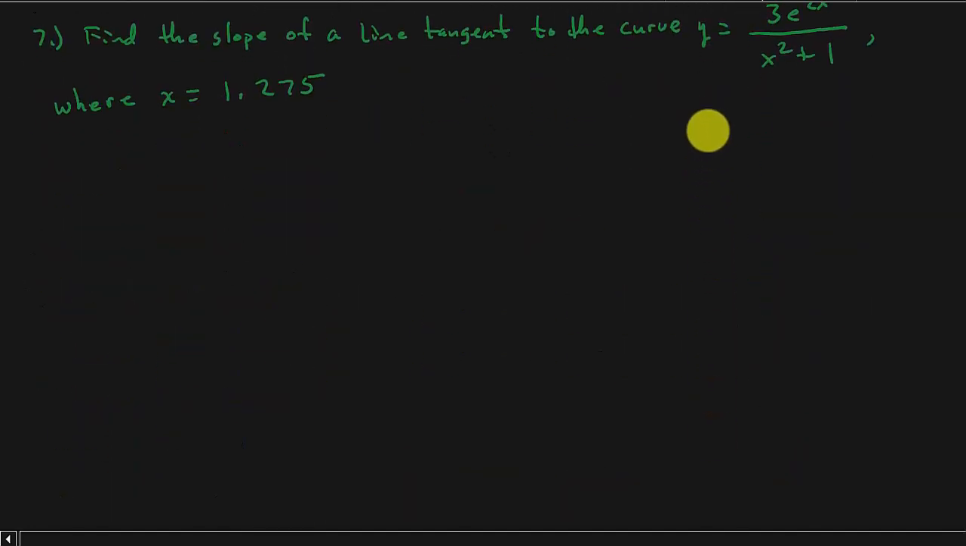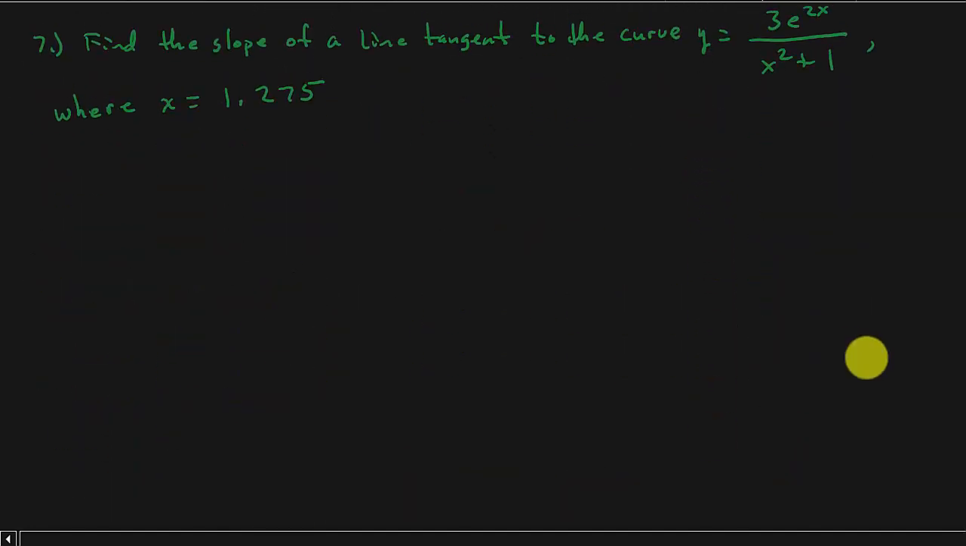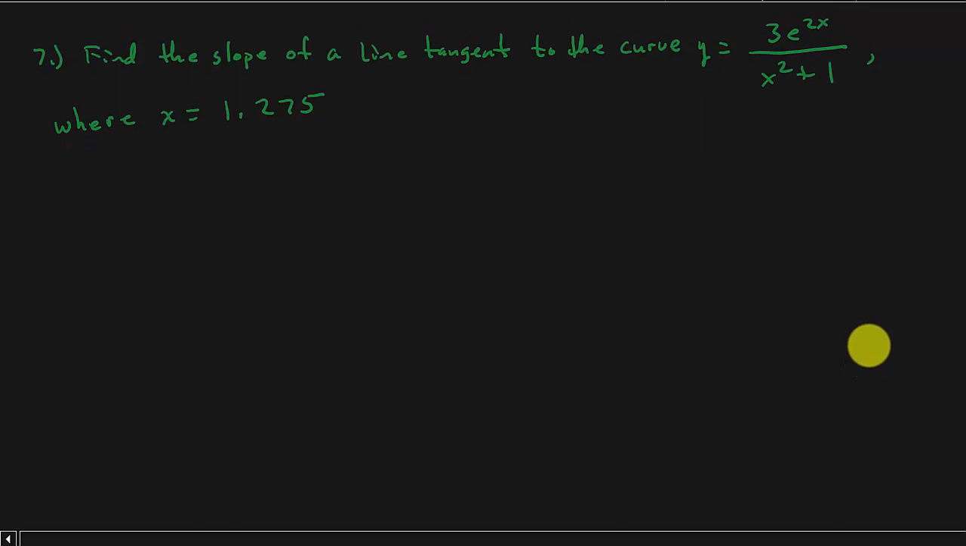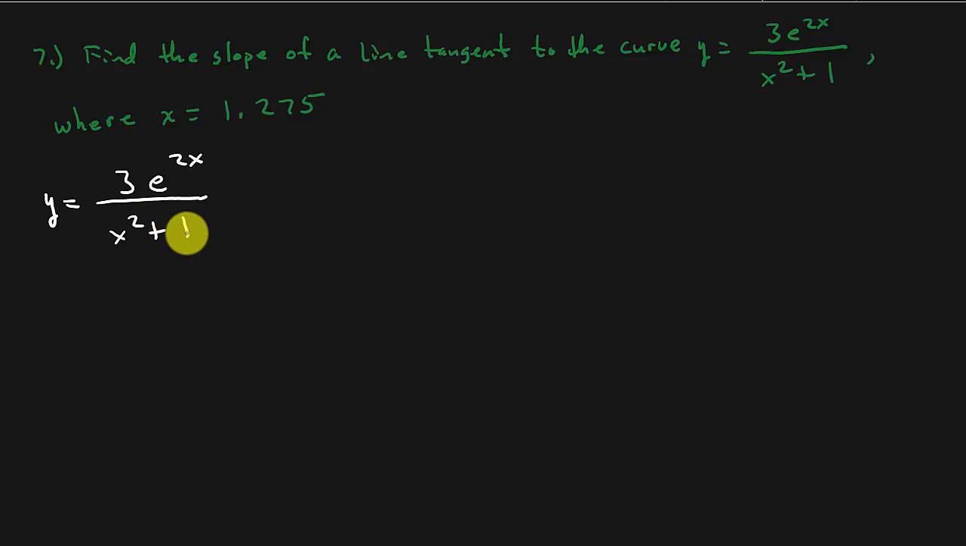All right, I think this is the last example. It says, find the slope of a line tangent to the curve y equals 3e to the 2x over x squared plus 1, where x is 1.275. All right, so let's just write the problem down. 3e to the 2x over x squared plus 1. All right, so to find the derivative here, we need to use the quotient rule.